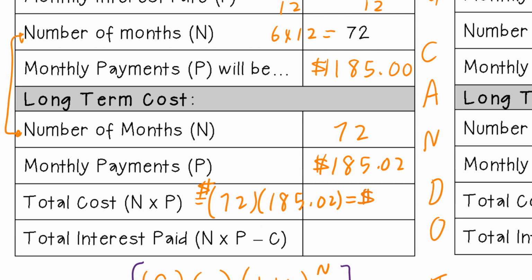So 72 times 185.02. On my calculator, this works out to be 13,321.44. And of course, what is the total interest paid?